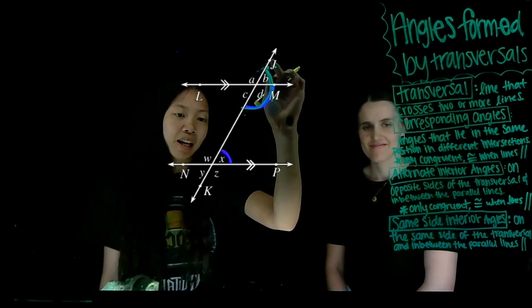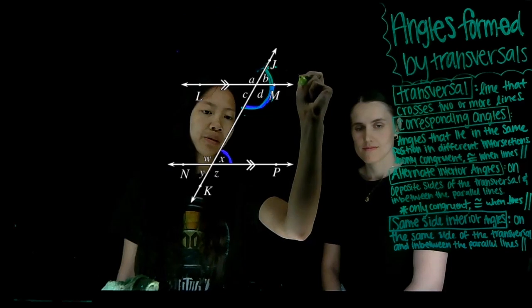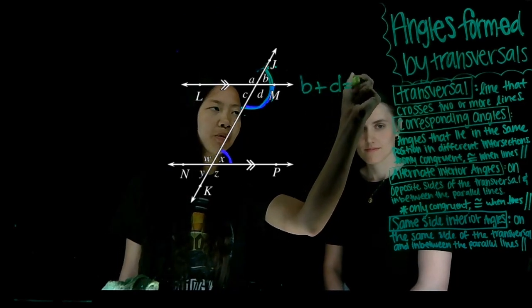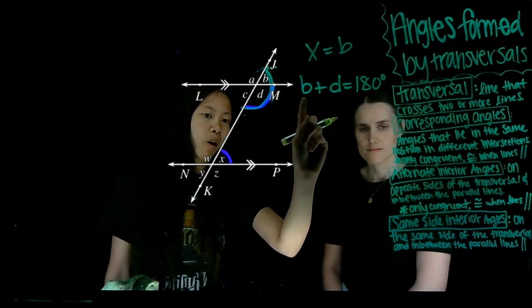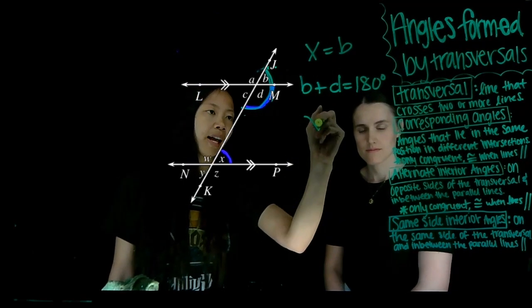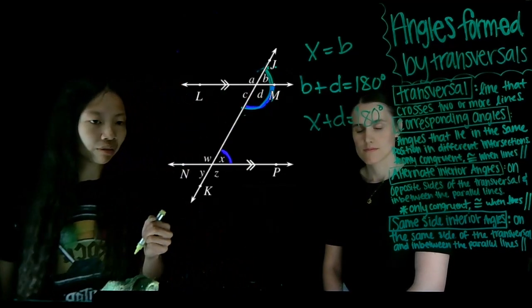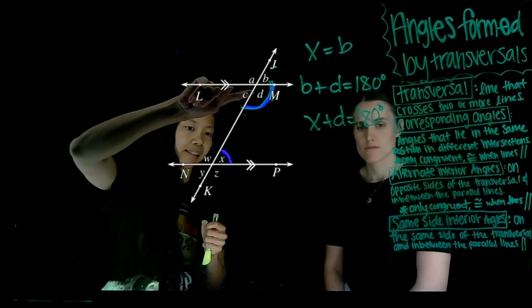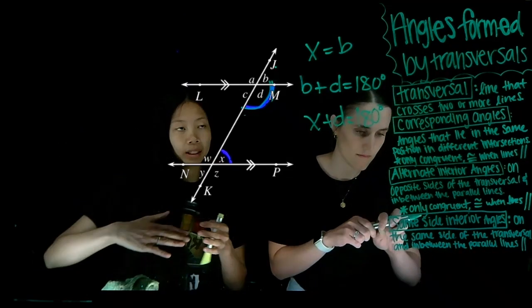And we see here that B and D are a linear pair, or they add up to 180. So we know B plus D adds up to 180 degrees. And since X equals B, I can swap out B for X, and I know that X plus D has to equal 180 degrees. So we know the relationship between X and D is that they add up to 180 degrees. They are supplementary, but only when the lines are parallel, right?